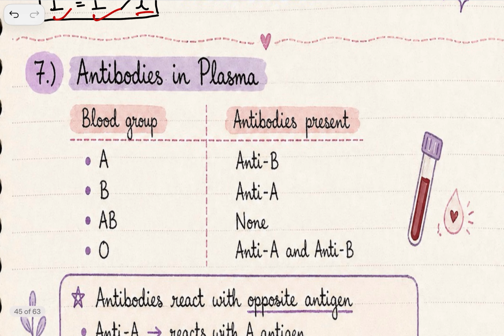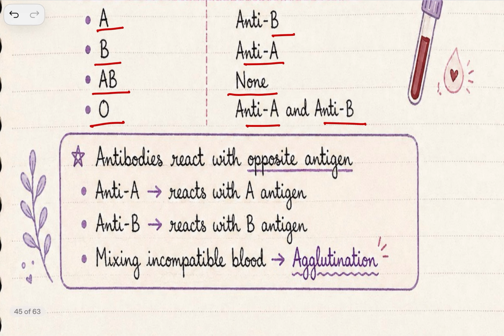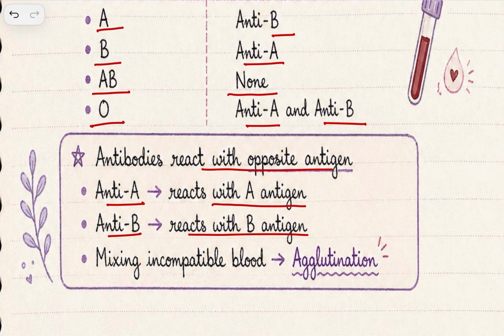Let's talk about antibodies in the plasma. For blood group A we have anti-B antibody, for B we have anti-A, for AB blood group we have no antibodies, and for O we have anti-A and anti-B. Antibodies react with the opposite antigen. For example, anti-A reacts with A antigen, anti-B reacts with B antigen, and mixing incompatible blood leads to agglutination. Very important.